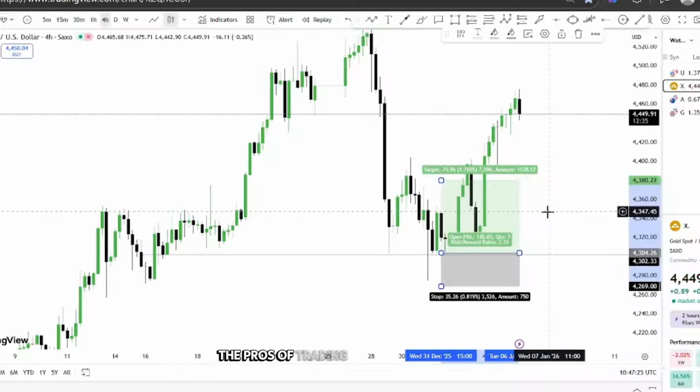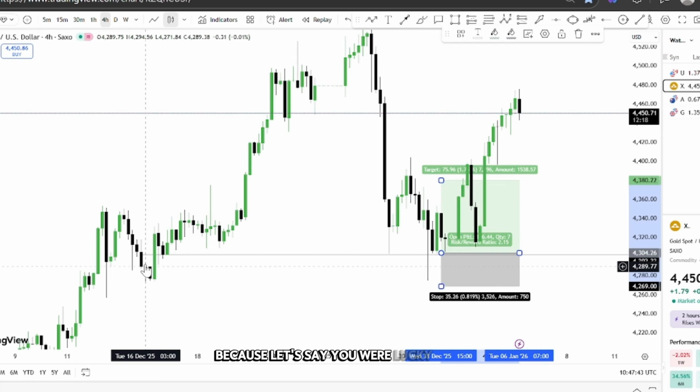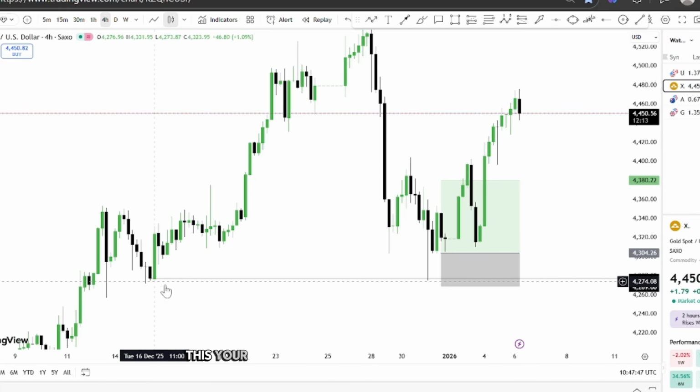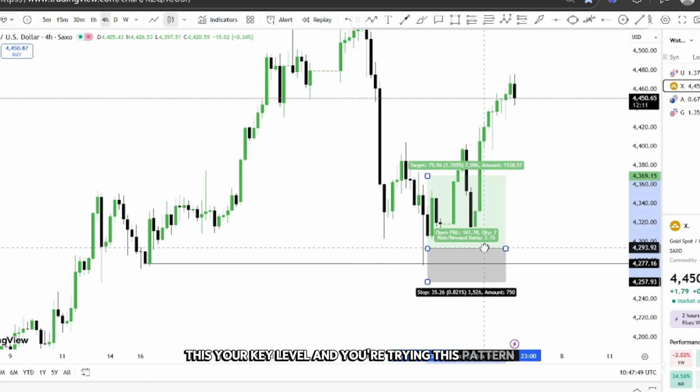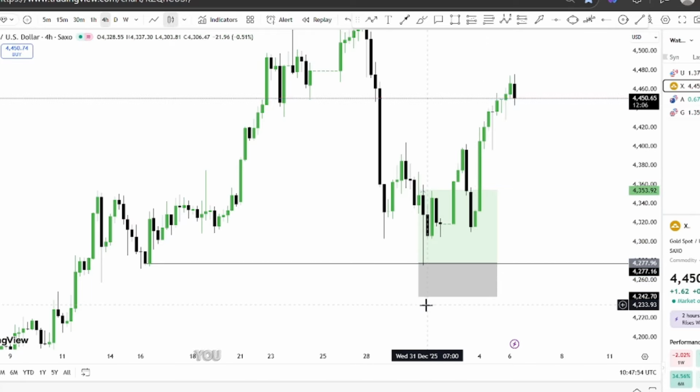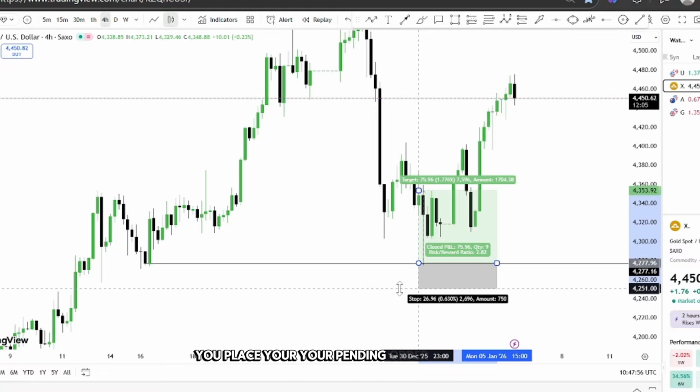Now, what are the pros of trading this kind of entry pattern? The pros: you have high RR, risk to reward ratio, most times 1:5, 1:10, and more. Because let's say you were lucky enough and you pick this level as your key level. This is your key level, and you're trading this kind of entry. You place your pending order right there.